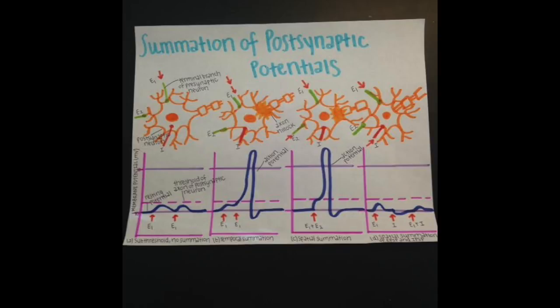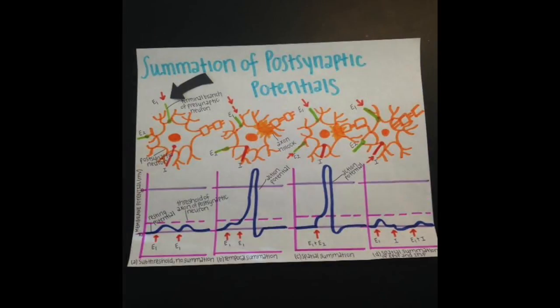Because depolarizations bring the membrane potential toward threshold, they are called excitatory postsynaptic potentials, or EPSPs. Hyperpolarizations are called inhibitory postsynaptic potentials, or IPSPs, because they move the membrane potential farther from the threshold. A single EPSP is usually too small to trigger an action potential in a postsynaptic neuron.